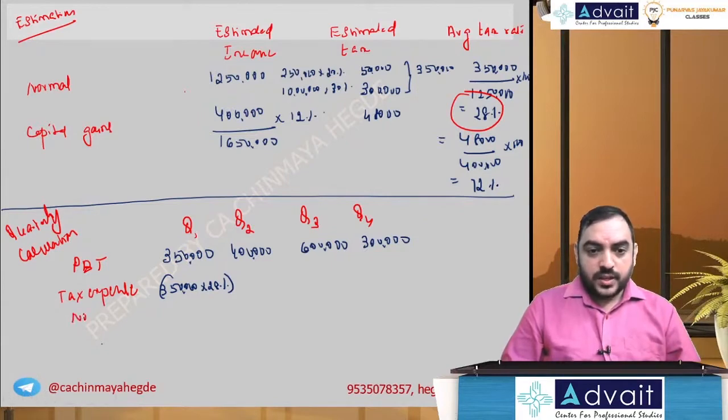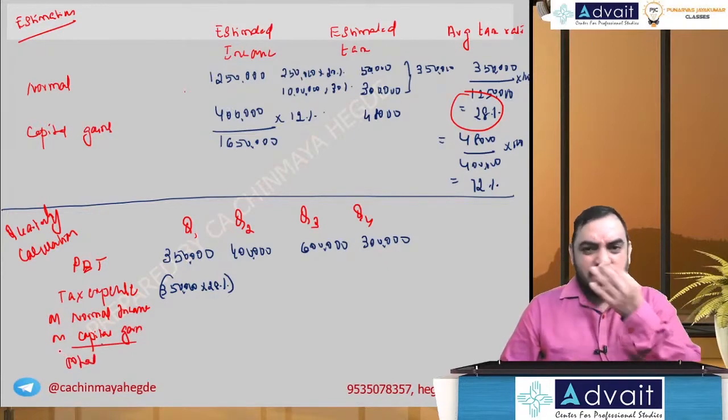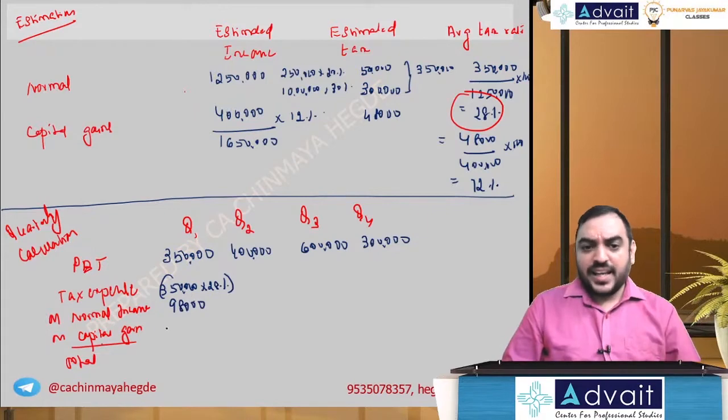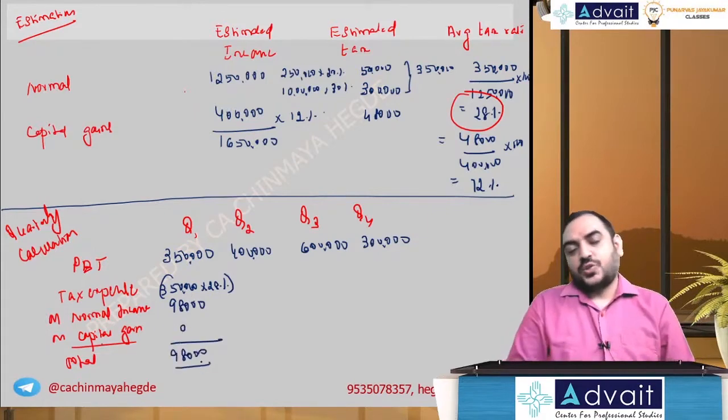So I'll do like normal income, on normal income, on capital gain. Then total tax expense. I don't have to show profit after tax. They just ask profit tax expense. That much I calculate is sufficient. So normal income, 3,50,000 at 28%, 98,000. Capital gain nothing, 0. So the first quarter expense is 98,000.